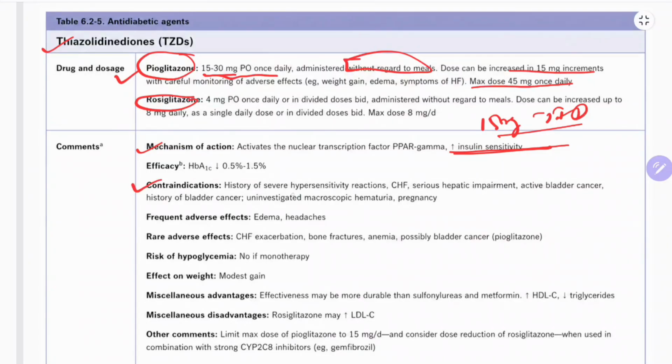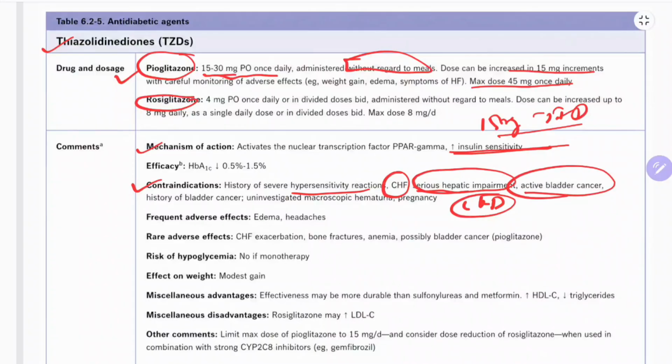So contraindication is hypersensitivity reactions. Any condition which creates a volume overload state in your body, you can't use it, because it causes weight gain. So like CHF you can't use. Or in CKD patients also you can't use these drugs. And serious hepatic impairment, because these are metabolized by the liver, so you can't use. Bladder cancer you can't use. Pregnancy you can't use, that's well known.